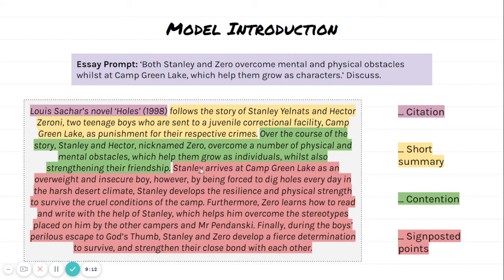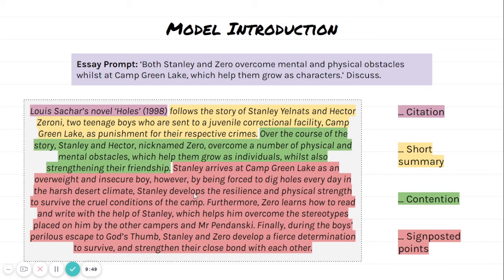And you would notice that the rest of this introduction is my signposted 3 main points. I've literally just listed for you the 3 main ideas that I'm going to be analysing and discussing in my 3 body paragraphs. So, signpost point number 1, Stanley arrives at Camp Green Lake as an overweight and insecure boy. However, by being forced to dig holes every day in the harsh desert climate, Stanley develops the resilience and physical strength to survive the cruel conditions of the camp.